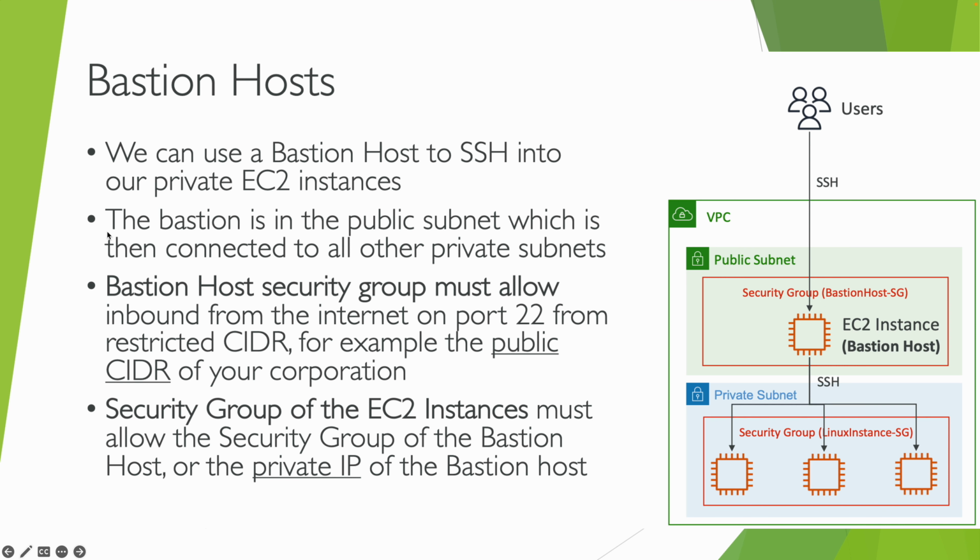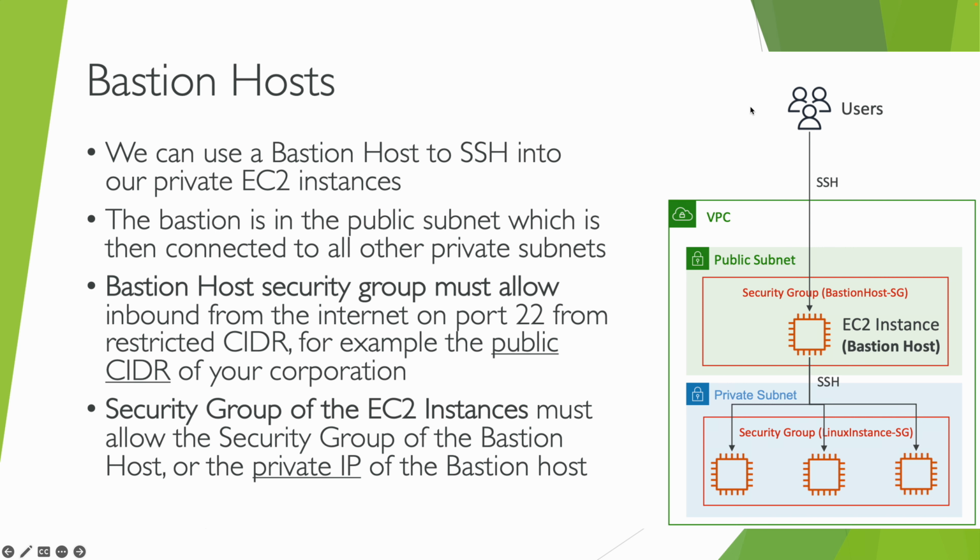Okay, so the Bastion host security group must allow inbound from the internet on port 22. As I said, this Bastion host needs to allow the SSH traffic from the internet, for example, the public CIDR of your corporation. So we won't allow all the traffic to this Bastion host. We will allow only a few IPs. If there is a set of IP ranges for your company or corporate sector, we will allow only those IPs from the internet to our Bastion host.